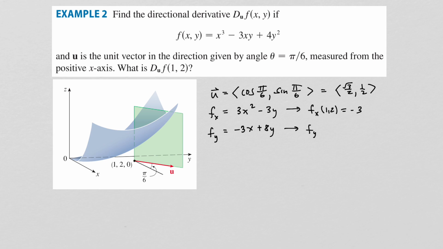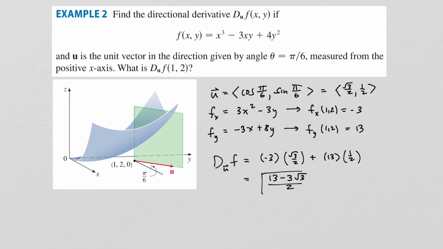And the partial derivative with respect to y evaluated at 1, 2 is going to give us negative 3 plus 16, which is 13. And so the directional derivative of the function f in the direction of u will be negative 3 times radical 3 over 2 plus 13 times 1/2. And this is 13 minus 3 radical 3, all divided by 2.